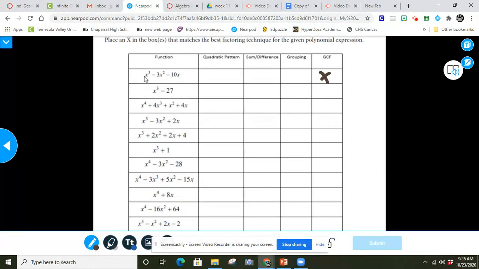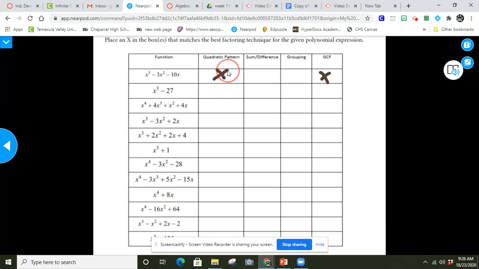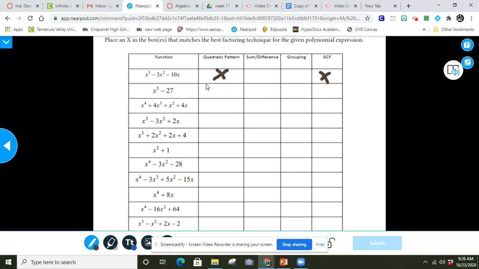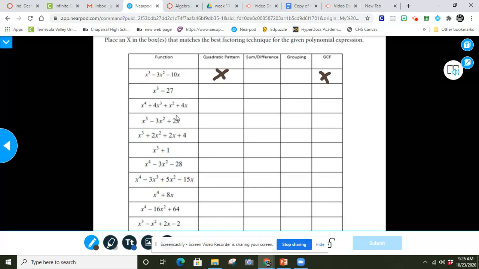All right, now you look, okay, how many terms does it have? It has 3. It's quadratic, because once I take out the X, we'll be left with X squared minus 3X minus 10. So that does fit the quadratic pattern as well. Remember, the quadratic pattern will be an even degree, with the second one being half. So it's not even to begin with, but after I take out the GCF, it does become even.